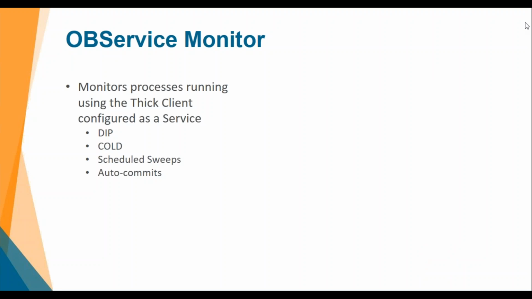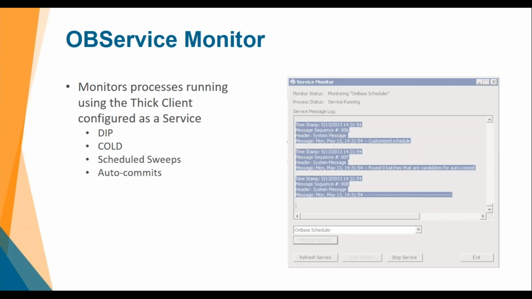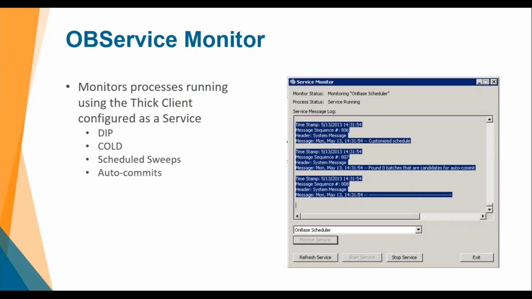I'm going to start off talking about this OBService Monitor. Some people may not even know it exists. It is a great tool when you're trying to monitor the Fit client running as a service. So you may have the Fit client running as a service for dip, cold, scheduled sweeps, auto commits, stuff like that, and you have no idea why it is not running. You can start up the OBService Monitor, and it can give you detailed information about what it's finding.